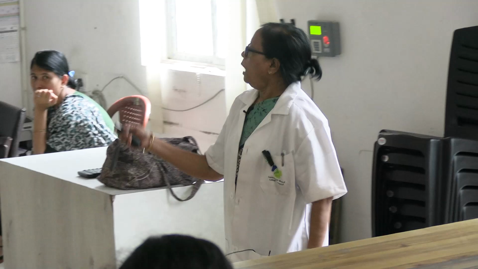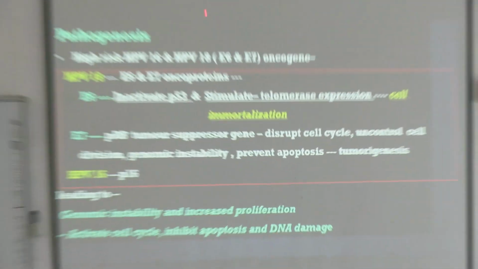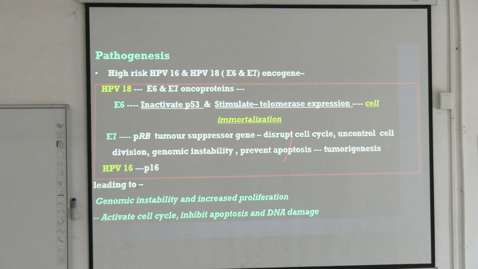So prognosis, where does it happen? Associated with the HPV virus. And which virus is aggressive, with high rates? HPV 16 and 18. Under 18 it is E6 E7, we all know, the pathogenesis of E6 E7 we also know. E6 inactivates the p53 which stimulates the telomerase expression.